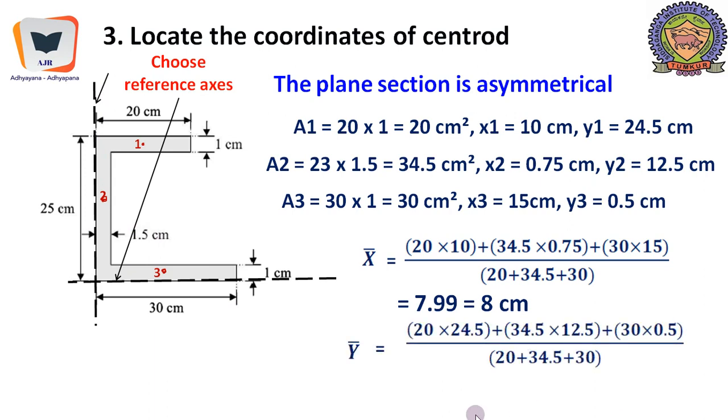And y bar is once again 20 into 24.5, a1 into y1, a2 into y2, and a3 into y3, divided by a1 plus a2 plus a3. So we have got y bar to be 11.1. It's very important to locate this centroid after knowing x bar and y bar over the original figure. So here it is, x bar is this distance, that happens to be 8 centimeter, and y bar is this.